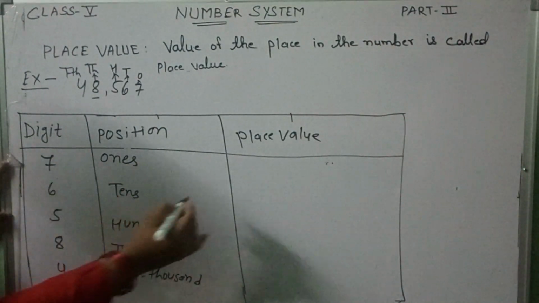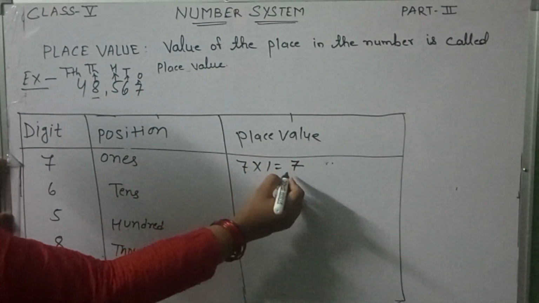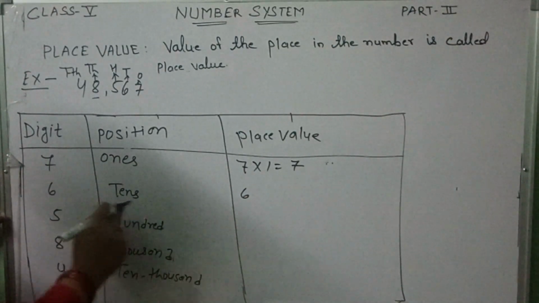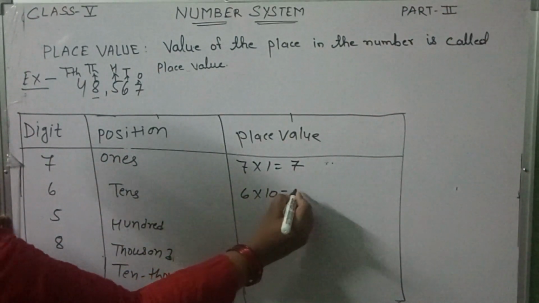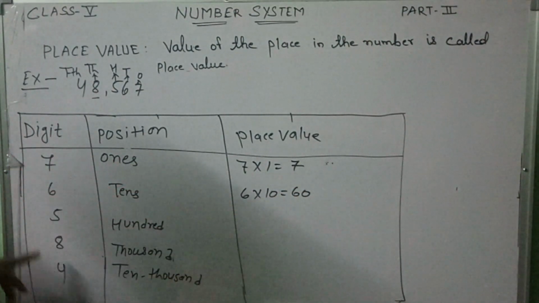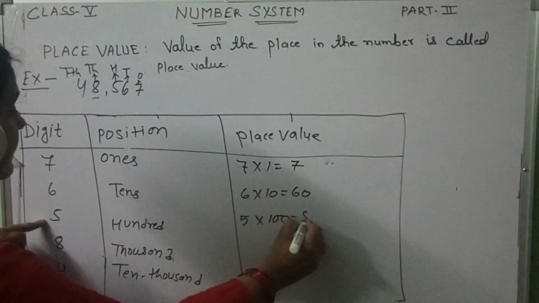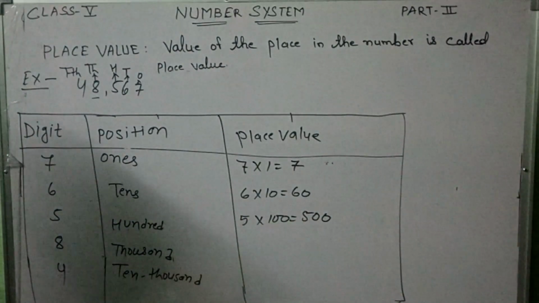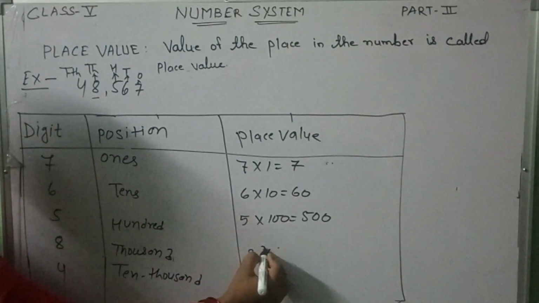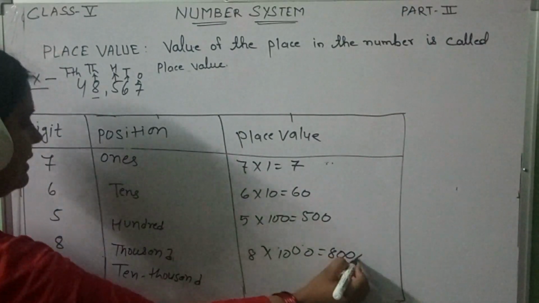7 ones means 7 is multiplied by 1, so the place value of 7 is 7. 6 is in the tens position, so we multiply by 10 and it is 60. So the place value of 6 is 60. Then 5 is in the hundreds position, so we multiply by 100. Now 8 is in the thousands position, so it will be 8,000.